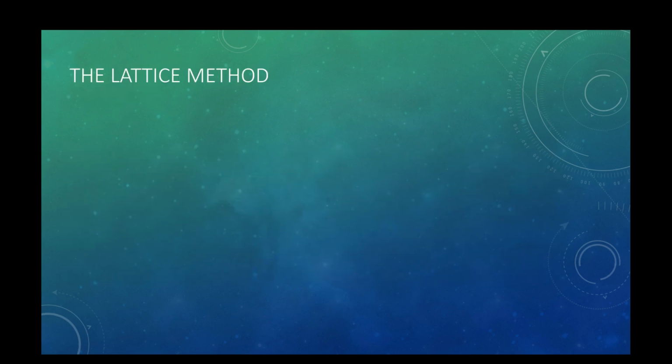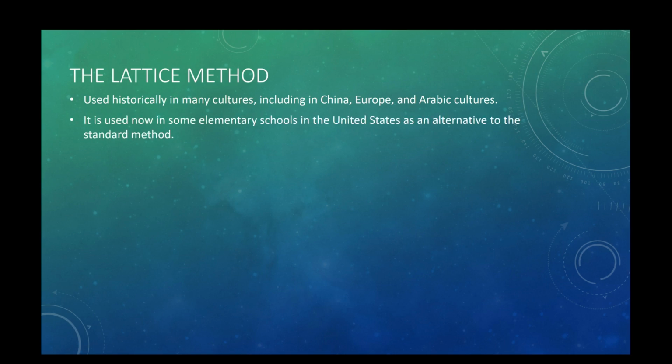Next, I'm going to show you something called the lattice method. If you're still shaking your head about the previous method, pause the video, go back a little bit, and look at that again. But if you're ready for the lattice method, here we go. The lattice method has been used in many cultures. It's now used in some elementary schools as well as an alternative to the standard method of multiplication. So here's your example. We're going to multiply 381 by 54 using this method called the lattice method.